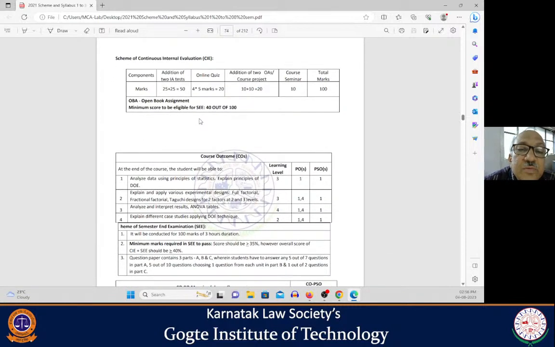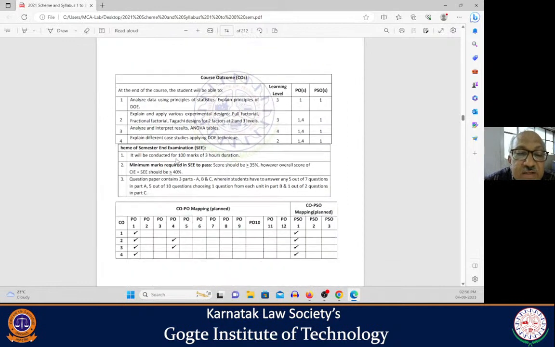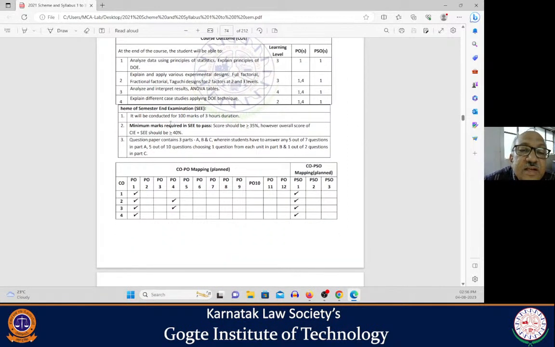And minimum of 40 marks are required out of 100 to be eligible for the semester end exam. And the semester end exam is of 3-hour duration for 100 marks. Other details are there in the syllabus.